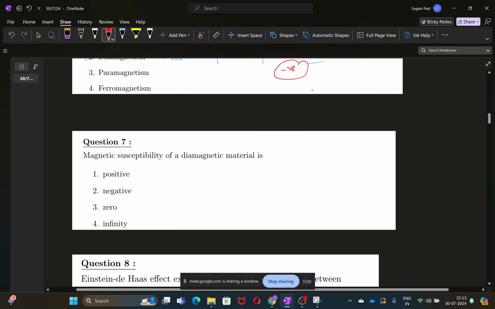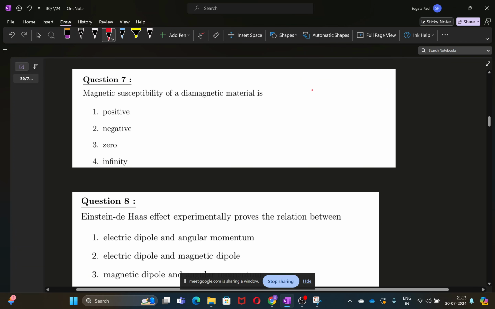Now for question number 7, again a conceptual question. It says that the magnetic susceptibility of a diamagnetic material is, the options are positive, negative, 0 and infinity. As I was telling you, a diamagnetic material is something that repels a magnetic field. So we know that the magnetic susceptibility chi is such that M equal to chi times H, right? Where M is the magnetization, which is the magnetic moment per unit volume. Chi is the magnetic susceptibility, and H is the external magnetic field strength.